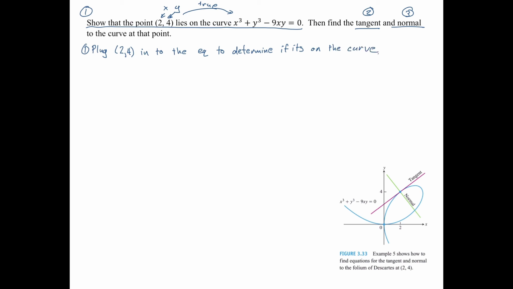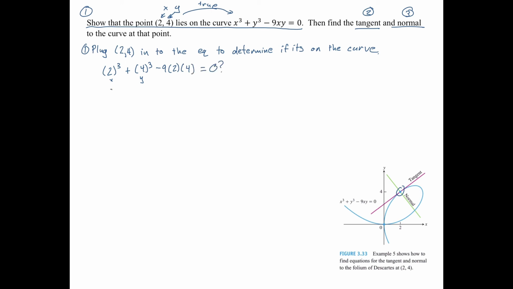And, well, if we look ahead, we can see that it is on the curve. In that bottom right-hand corner, we'll see the picture, and (2, 4) is on this curve. But let's go ahead and verify it algebraically. That is to say, we're just going to plug in 2 for x, so 2 cubed plus 4 cubed, so this was x, this is y, minus 9 times 2 times 4. Is that equal to 0?